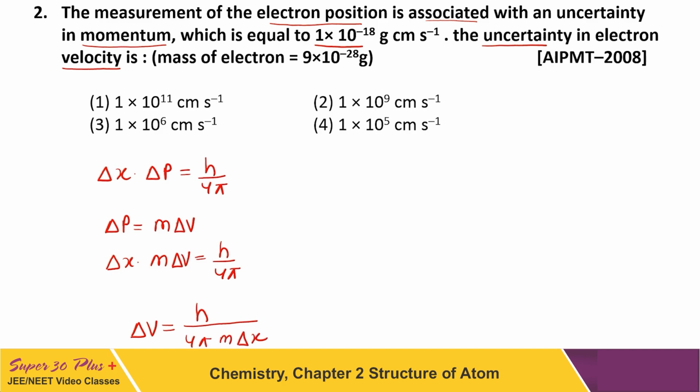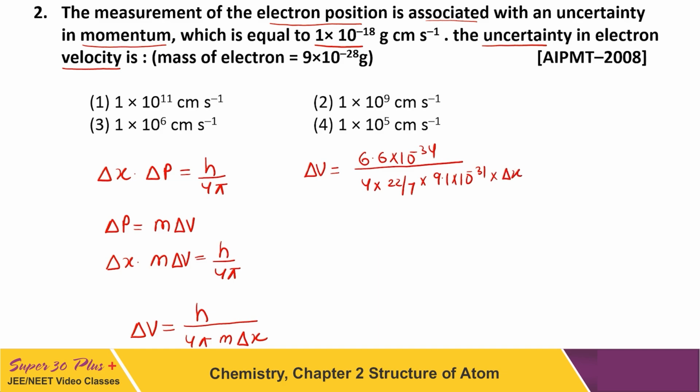Now in the next step, students, we will put the values. Delta v is equal to, what is the value of h? 6.6 into 10 to the power minus 34, which is further divided by 4 pi, where the value of pi is 22 by 7, which is then further multiplied by the mass of electron, 9.1 into 10 to the power minus 31 kilograms, and the value of delta x, which is already given.